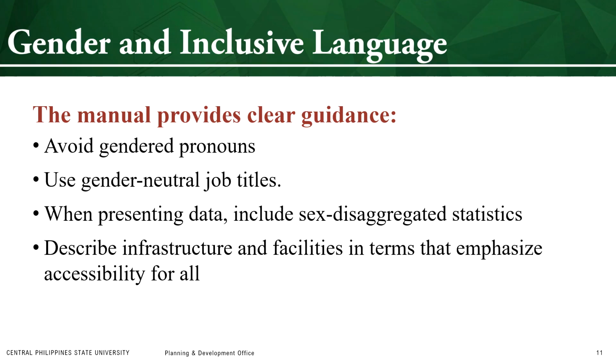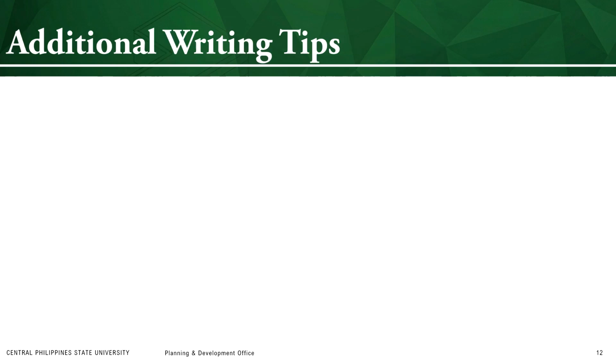Universal design principles should be visible throughout your writing, not just in one dedicated section. Inclusive language is not political correctness for its own sake. It is a planning principle. A campus that is designed for everyone must first be planned with everyone in mind, and that starts with the words we use.